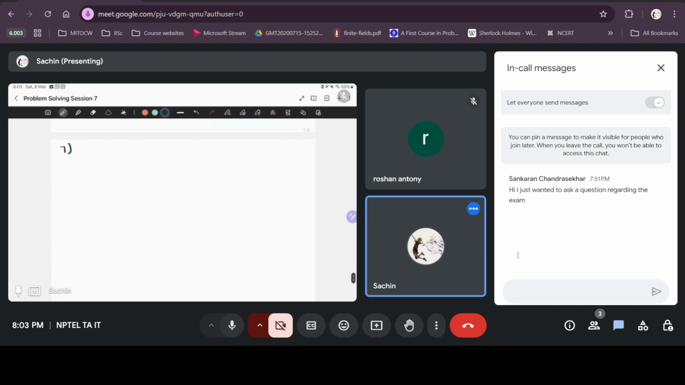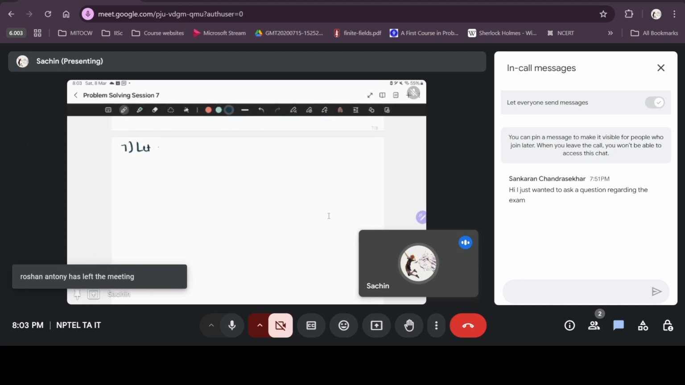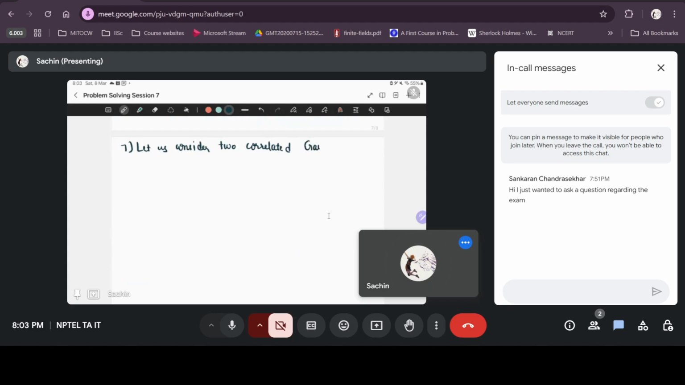Question 7. Let us consider two correlated Gaussian channels with output Yj equals Xj plus Zj, j belongs to 1 to 2.